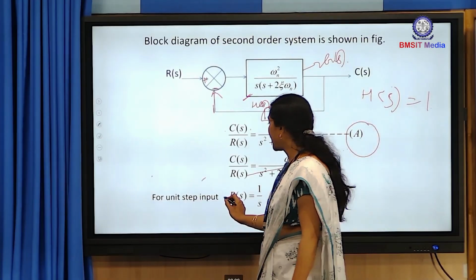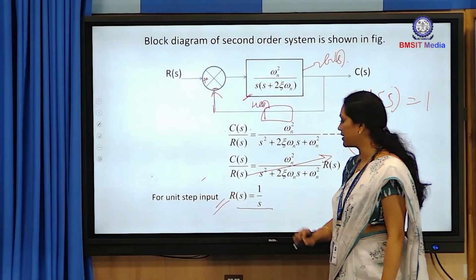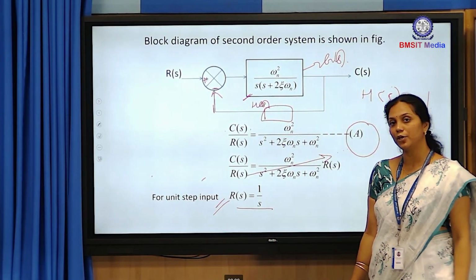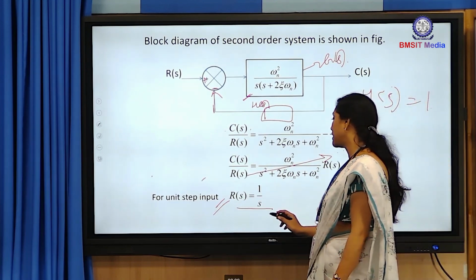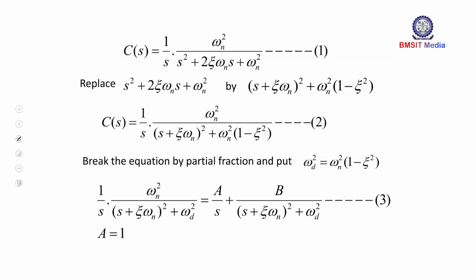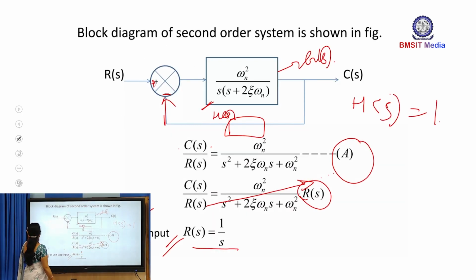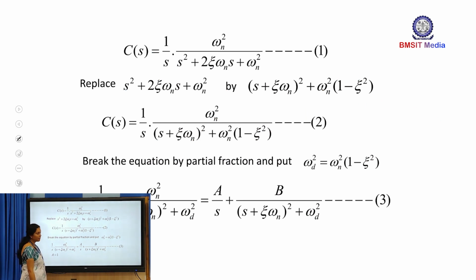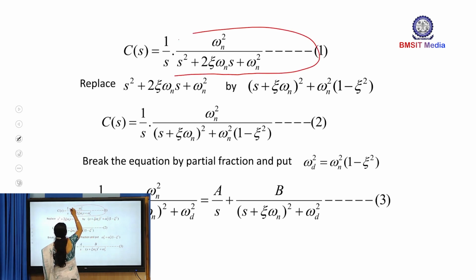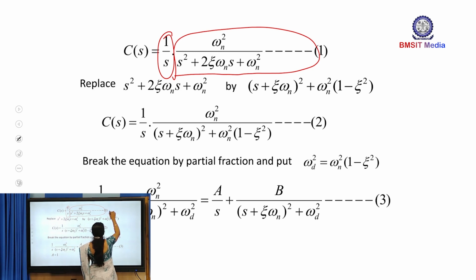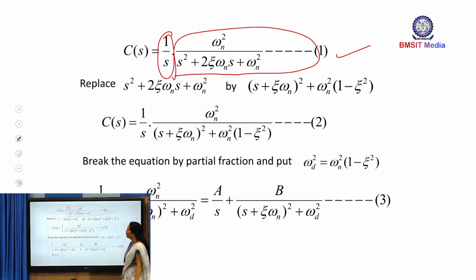If the input that I am going to consider is the unit step, then the function we will be using is 1 divided by s. So wherever R of s was there, I am just replacing R of s by 1 divided by s, into the remaining term whatever was there. This term I am writing as it is. Only R of s is now replaced by 1 by s. Let us call this equation 1.